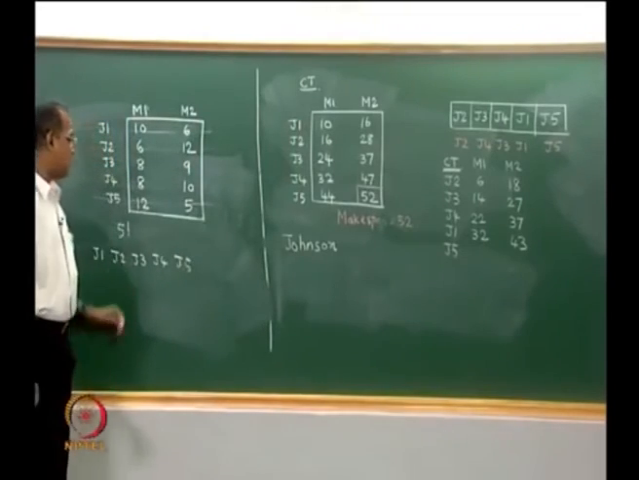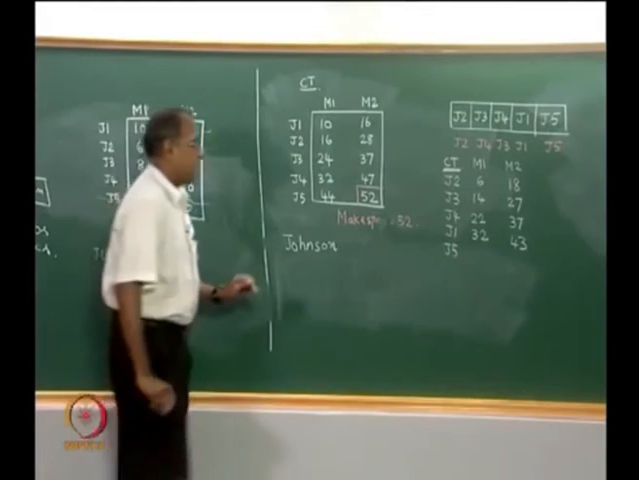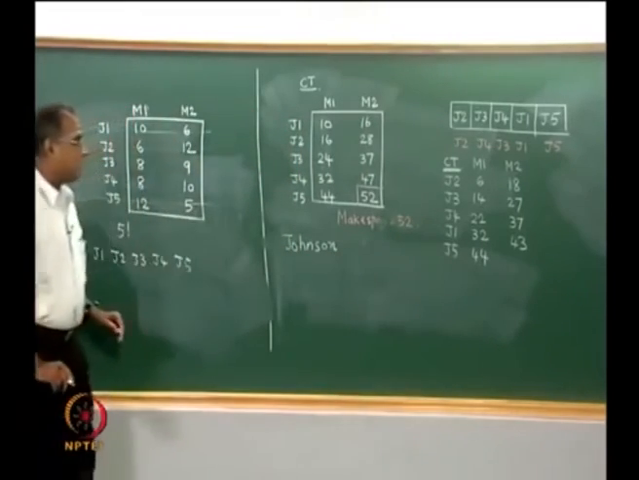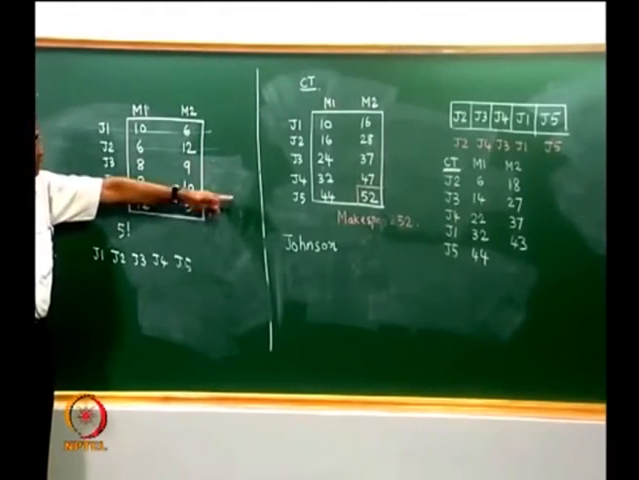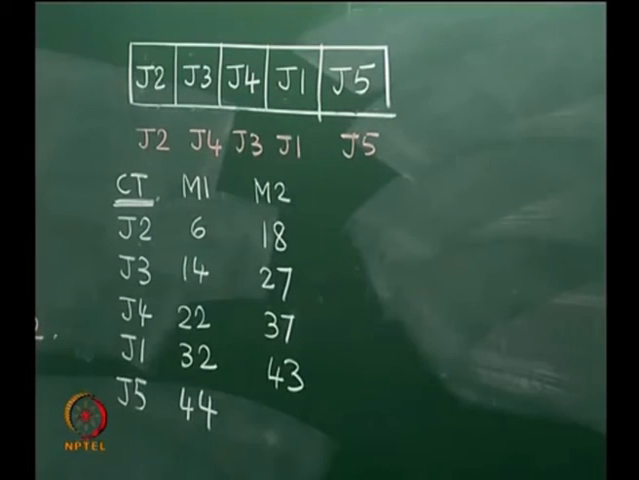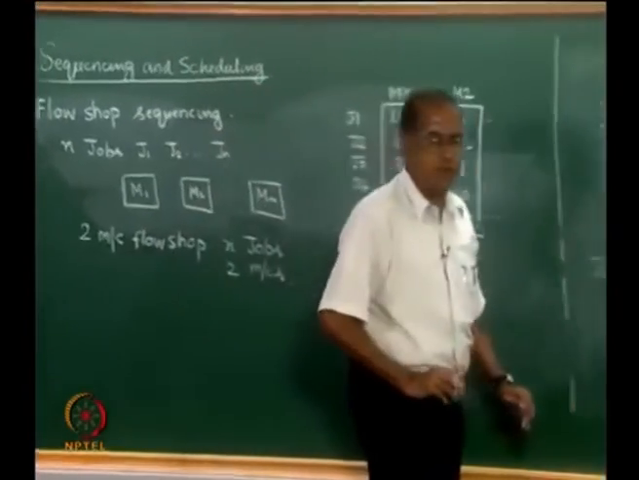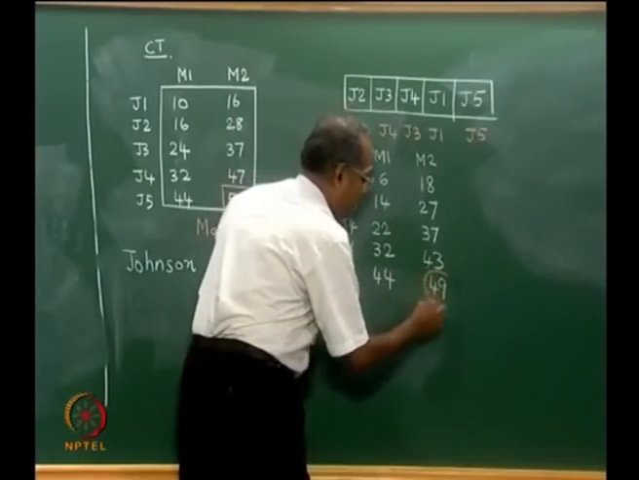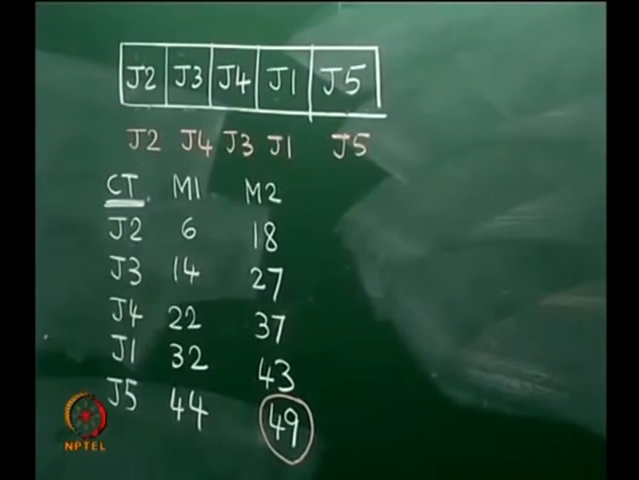J5 is the last job, it can start at time equal to 32, takes another 12 units of time, so finishes at time equal to 44. Now J5 comes out at time equal to 44, M2 is already free at 43, but J5 can take M2 only at time equal to 44, takes another 5 units, finishes at 49, and now all jobs are over at time equal to 49, which is the optimum make span according to Johnson's algorithm.